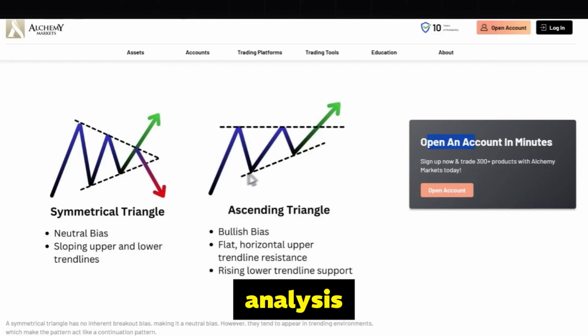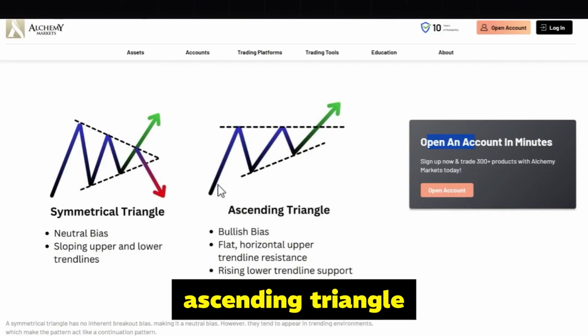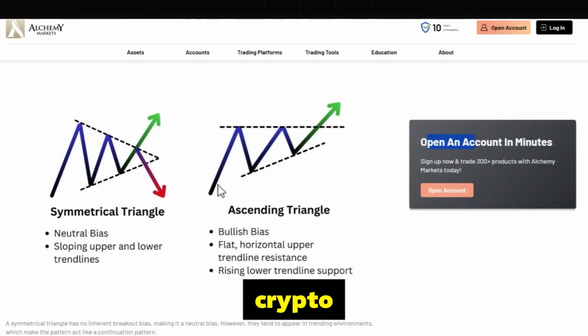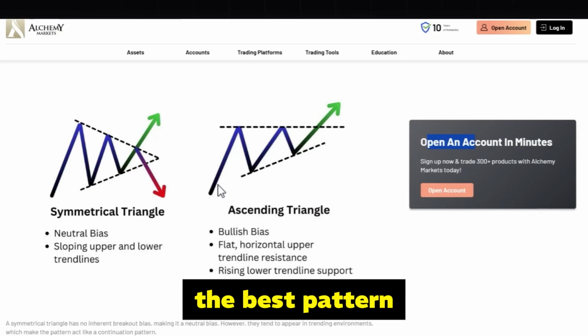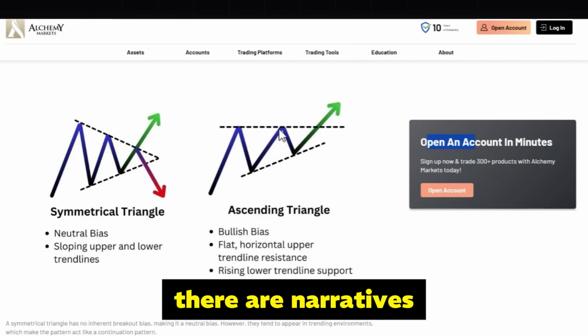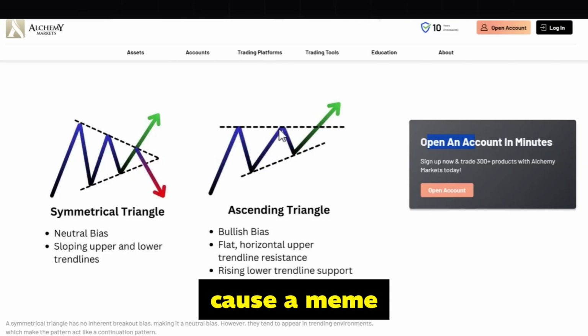So in technical analysis, this is what we call an ascending triangle. And if you're someone who's buying crypto, this is likely the best pattern that you want to look for to see if your meme coin is about to explode. Of course, there are narratives and many other things that could cause a meme coin to explode, but this is one of the key things that allows you to understand if your coin is about to explode. So let's head on over back to the chart.